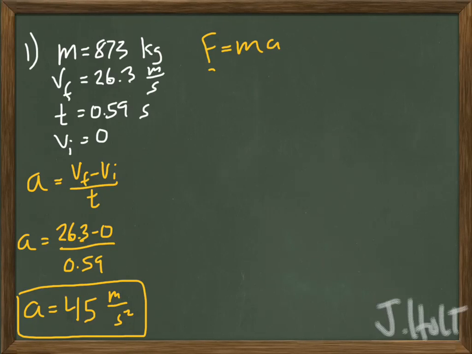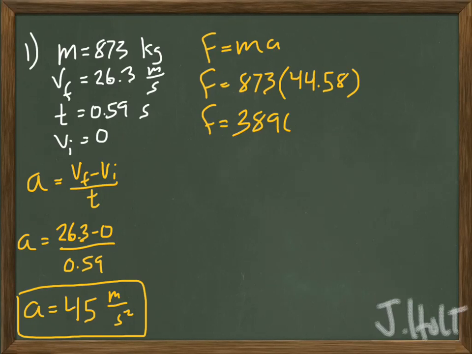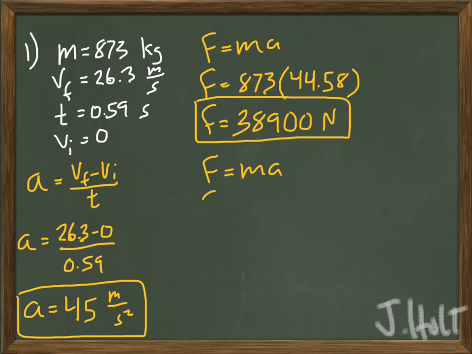Next we got to find the force. Well, we know that F is equal to ma, and we have the mass and the acceleration, which we just found. I'm going to use a version of the acceleration that has a few more decimal places to make it a little bit more accurate, and then we can find our force.